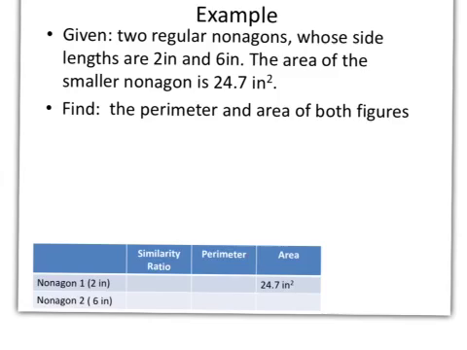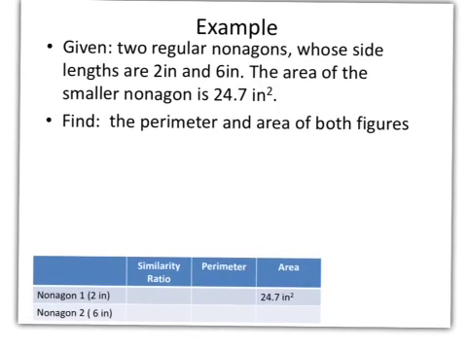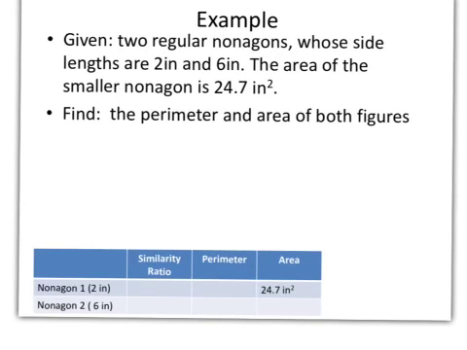So, the area, we don't know how to find the area of a nonagon if we don't know anything other than the side length right now. So we can use the fact that we know one area to find the area of the second one using our similarity ratio. Now the perimeters are fairly easy because 2 times 9 is going to be 18. And 6 times 9 is 54 centimeters. Now our similarity ratio is going to be 2 to 6, or 1 to 3, right?